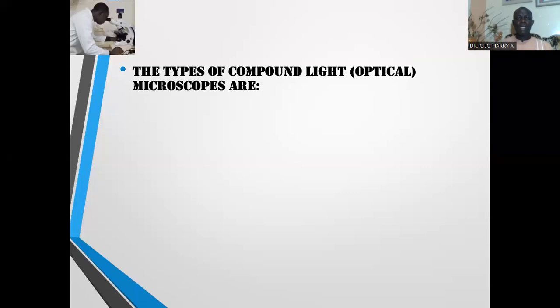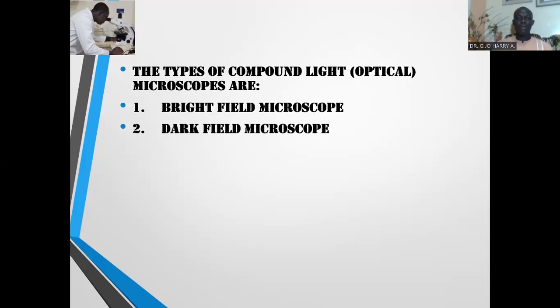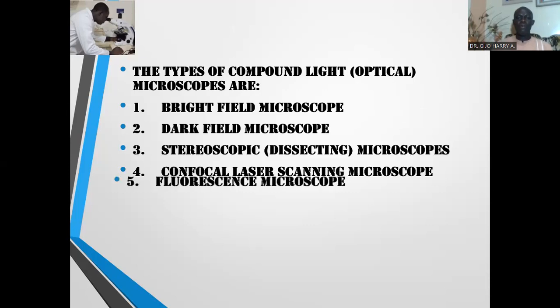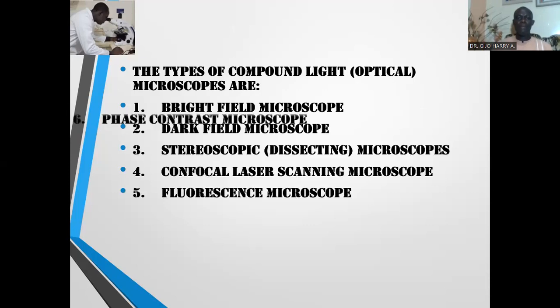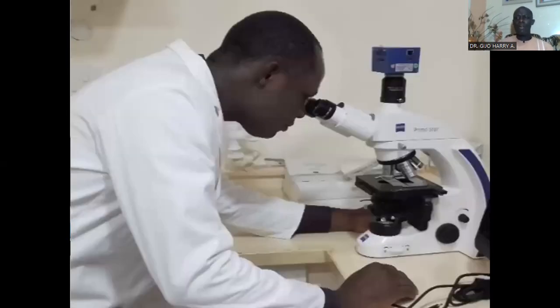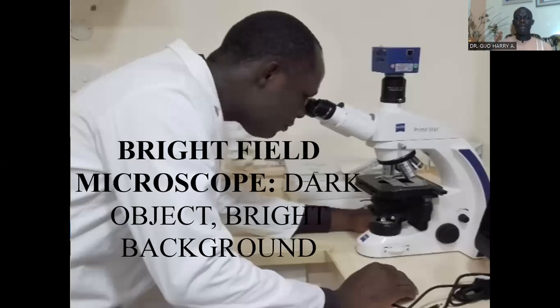The different types of the compound light optical microscopes are: one, we have the bright field microscope, the dark field microscope, the stereoscopic or dissecting microscope, the confocal laser scanning microscope, the fluorescent microscope, the phase contrast microscope, the differential interference contrast microscope, and the inverted microscopes. 8 types of the compound optical or light microscope. So I want to look at the bright field microscope.